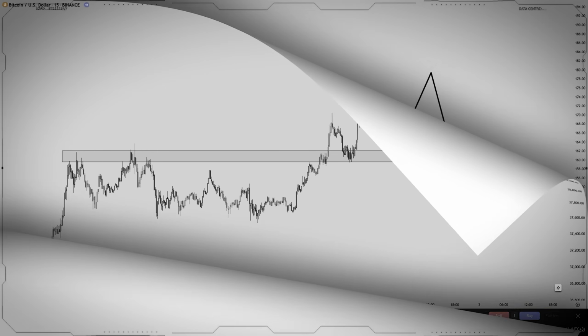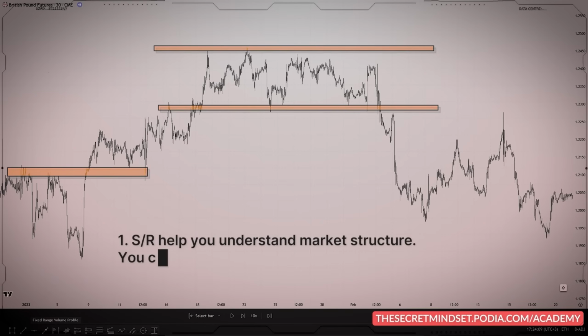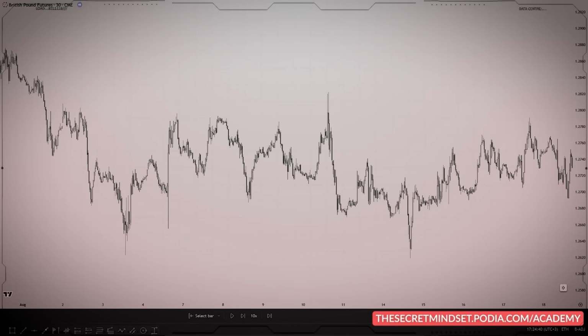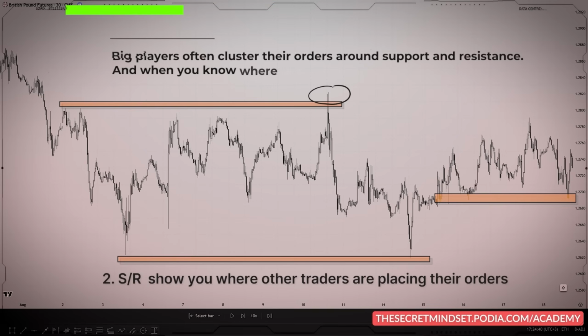But why should you care about support and resistance? First, they help you understand market structure. You can see where price is likely to pause or reverse. This knowledge is gold for timing your entries and exits. Second, these levels show you where other traders are placing their orders. Big players often cluster their orders around support and resistance. And when you know where the big money is, that's your edge. We'll talk about that later.